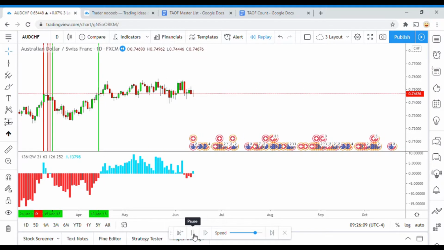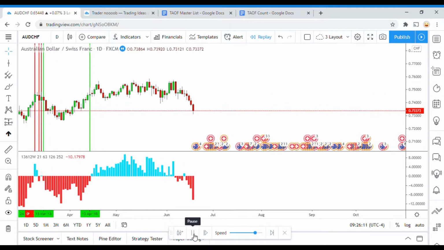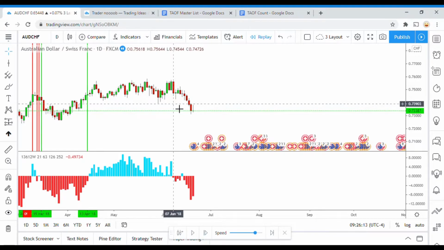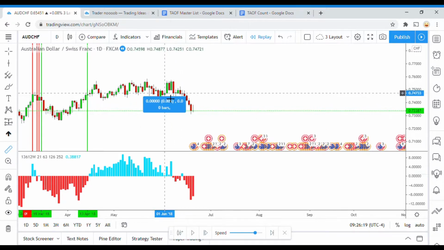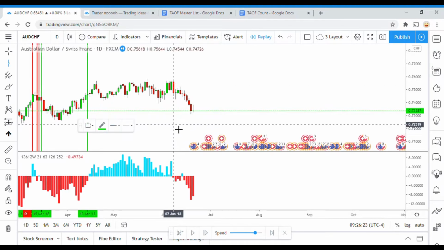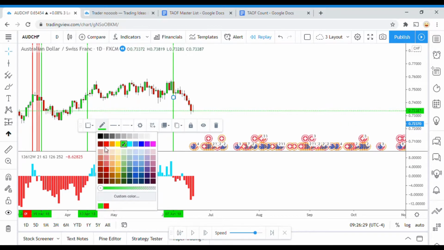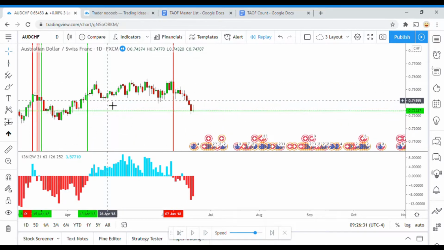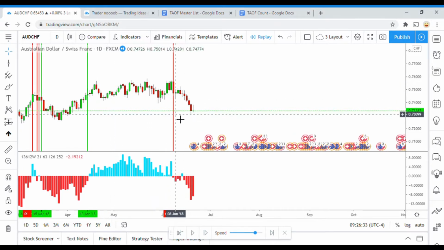Definitely seems to somewhat filter out the choppiness of the market. Doesn't do it absolutely wonderfully, but not horribly either.